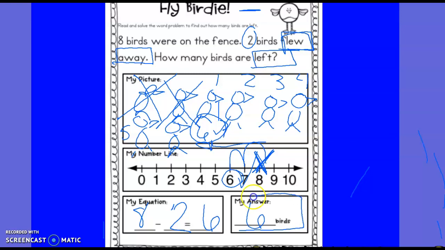It's important to get in the habit of telling 6 what? It could be 6 balloons, it could be 6 teddy bears, it's 6 birds.